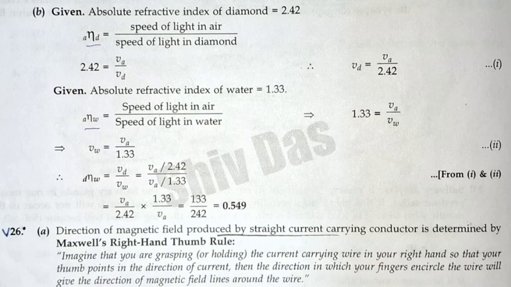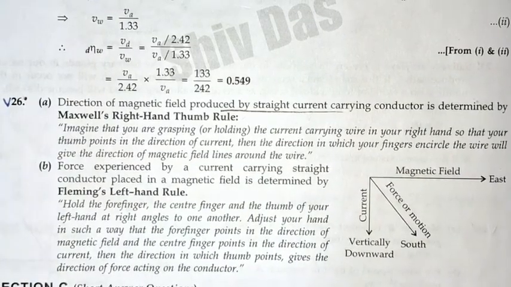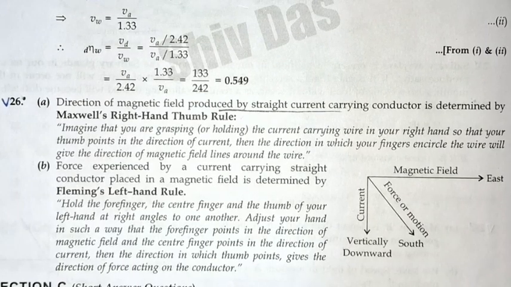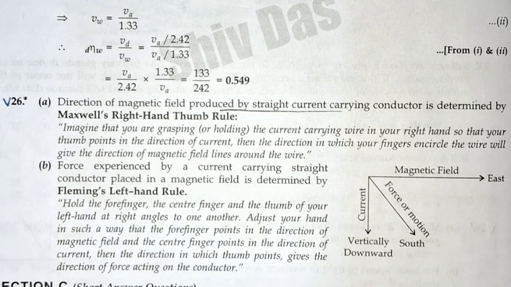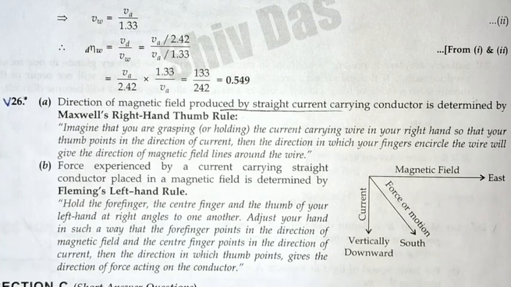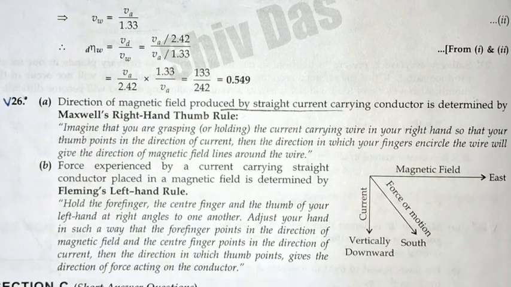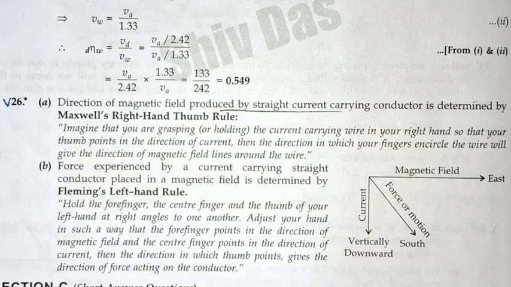that is equal to 0.549. Next we have question number 26, in which Part A, the direction of magnetic field produced by a straight current carrying conductor is determined by Maxwell's right hand thumb rule, and then we will explain what is Maxwell's right hand thumb rule. In Part B, force experienced by a current carrying straight conductor placed in a magnetic field is determined by Fleming's left hand rule, and then we will explain Fleming's left hand rule too.